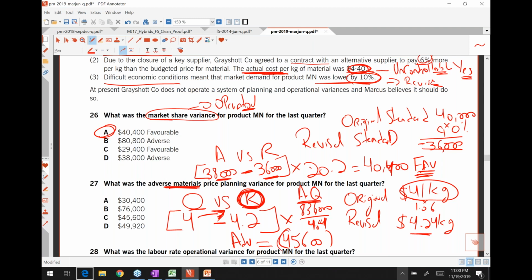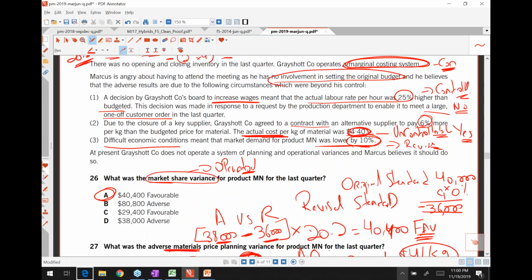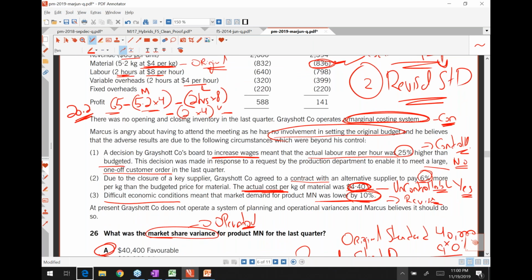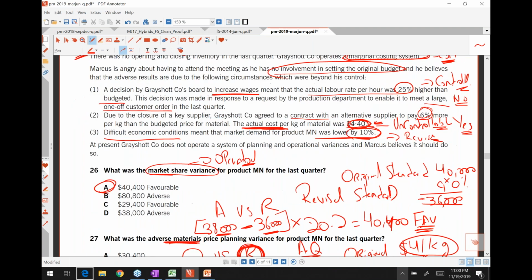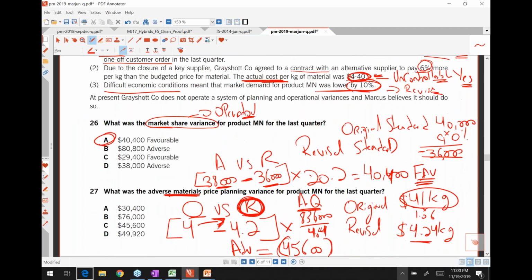Mathematically, it's adverse. Answer is in minus, and logically it is also adverse because revise is increasing. Now, how did I work out? Actual cost of material 836,000 divided by actual price per kg of 4.4 gave me actual quantity. Because I need actual kgs. Friend, you need to recall the formulas. Actual kgs is used.